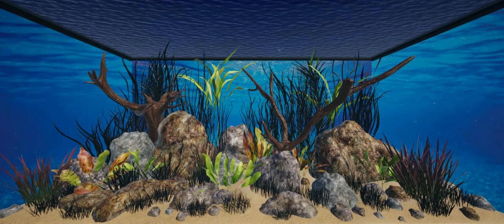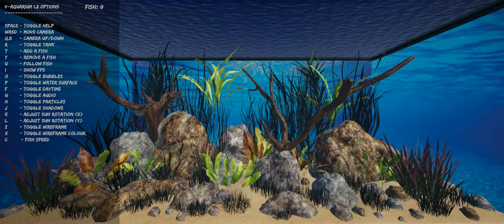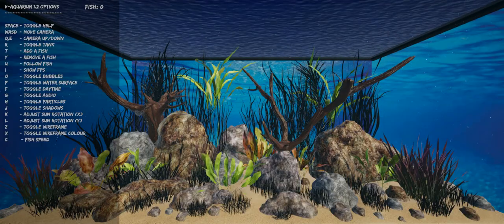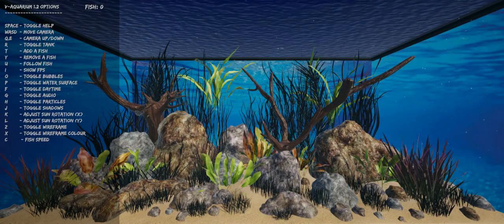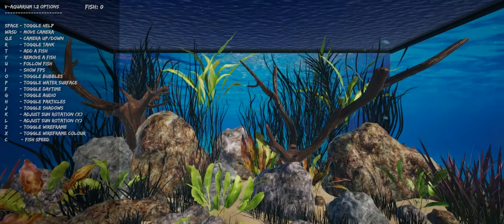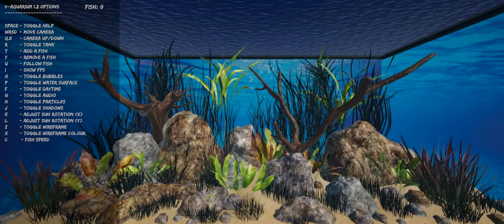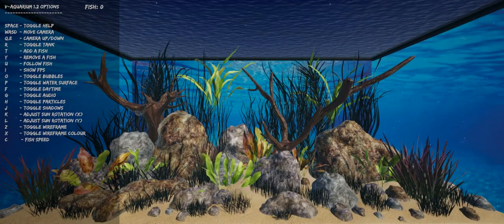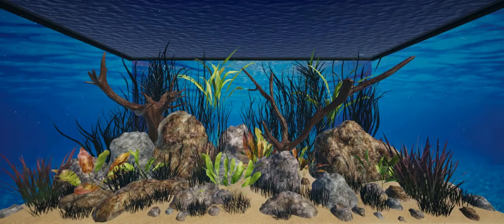And if I go into the menu here, you can see there's a help screen with various things, so you can move the camera around like that, forward and back, left and right. Now you can reset that by using U, and let's add some fish and see it come to life.